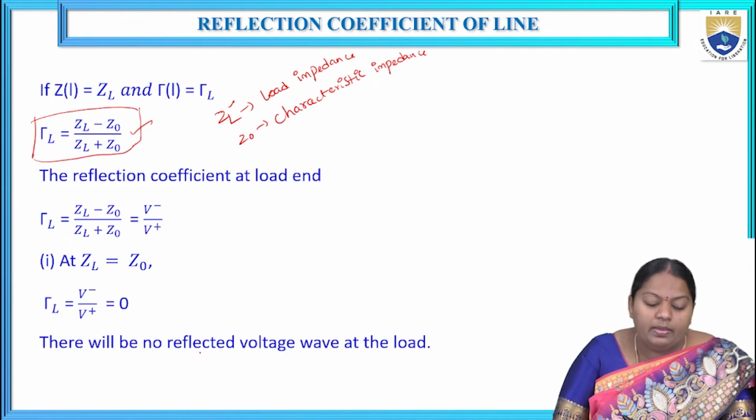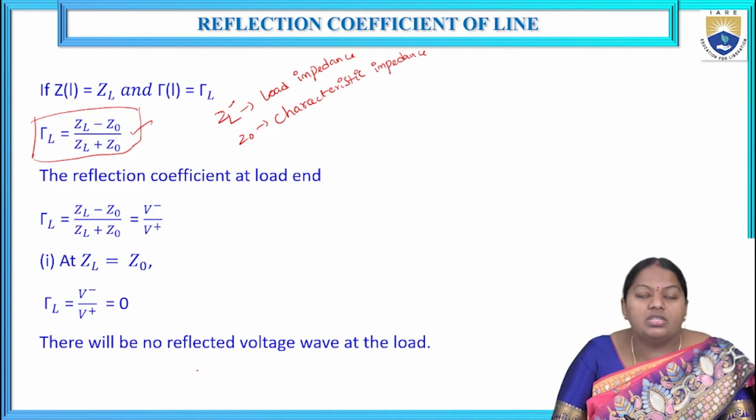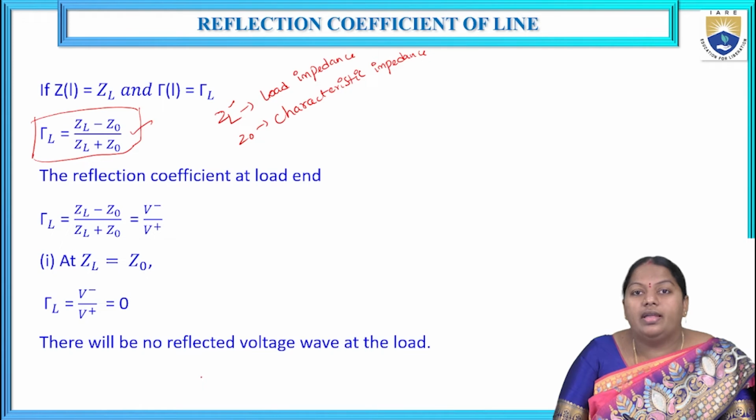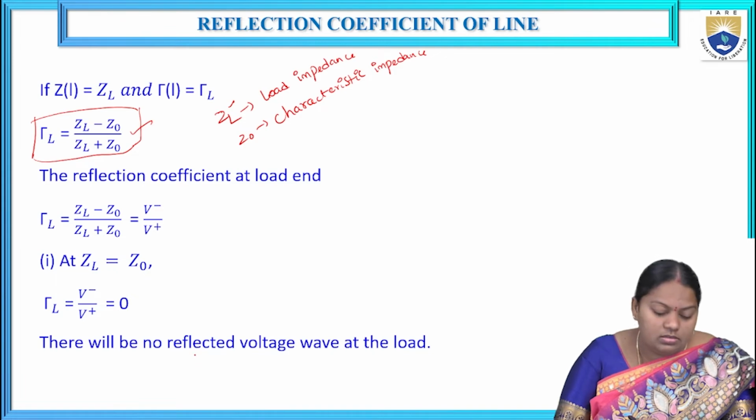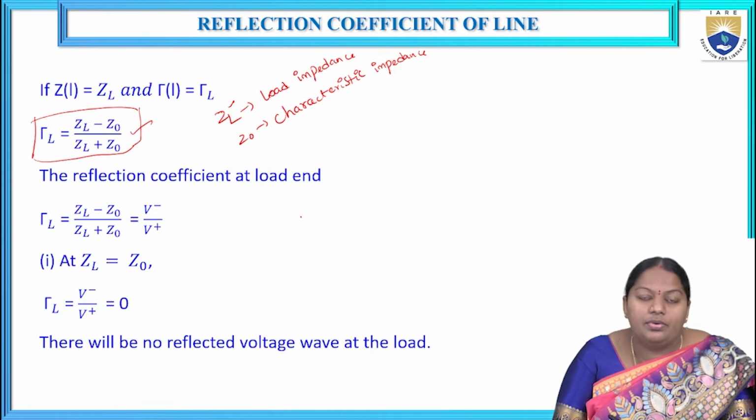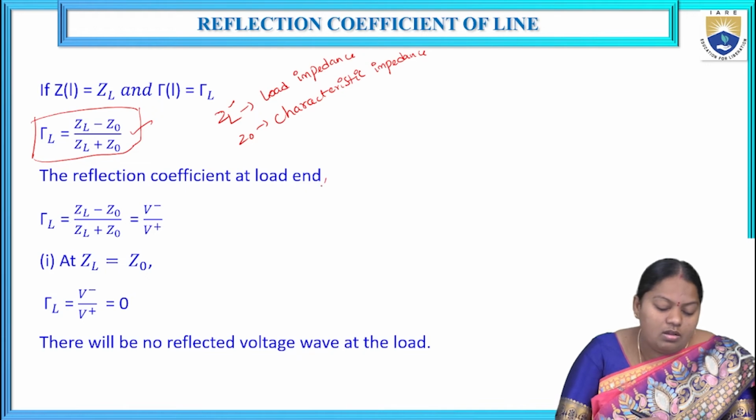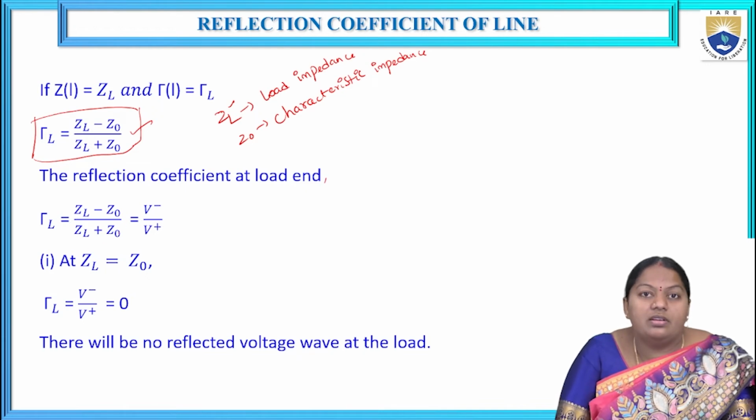Now there are two conditions for how the reflection coefficient varies: ZL equal to Z naught, and ZL not equal to Z naught. How does the reflection occur in the transmission lines in each case? The reflection coefficient at the load end is gamma L equal to (ZL minus Z naught) by (ZL plus Z naught), which is equal to the ratio of the backward traveling wave to the forward traveling wave in the transmission line.